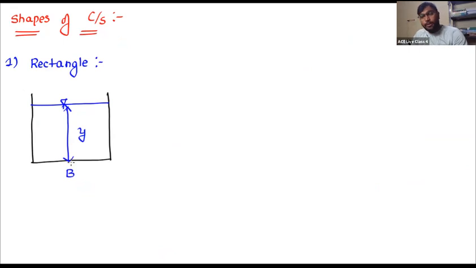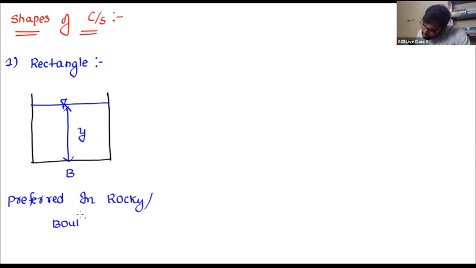Sir, when do you prefer the rectangular section, sir? We prefer the rectangular section in the case of rocky strata. Preferred in rocky or boulder strata. So number 1, rectangle.